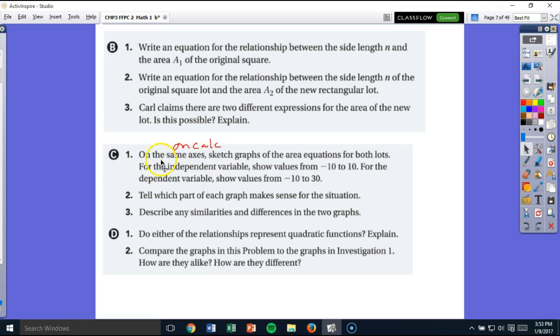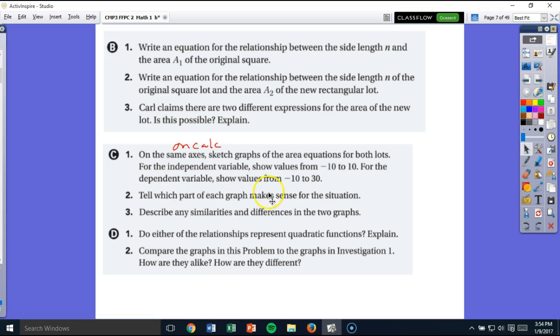C1 on the calculator, I want you to sketch graphs on the same axis of the area equations for both lots. You should be able to do that. If you have questions on how to do that on the calculator, when you come to class, ask me and I'll show you how you can set that up. It wants you to do it for independent variable values from -10 to 10 and dependent from -10 to 30.